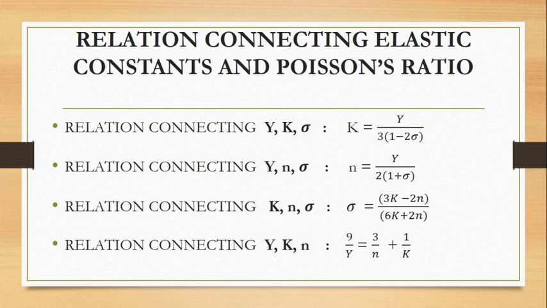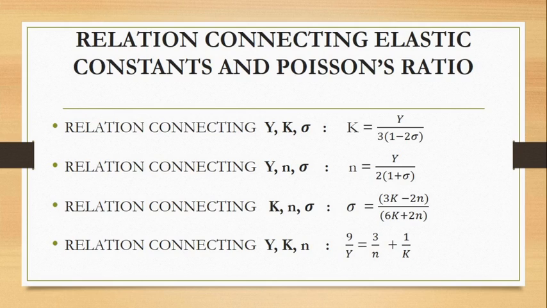The last relation connects the moduli of elasticity Y, K and N, that is 9 by Y is equal to 3 by N plus 1 by K. The first three relations connect the moduli of elasticity with Poisson's ratio, isn't it? And the last equation connects different types of moduli of elasticity. We don't have the derivation of these equations, so you have to study these four equations.